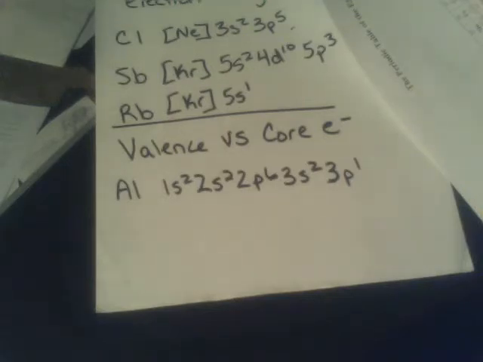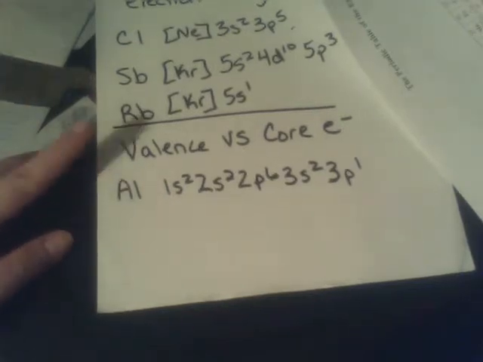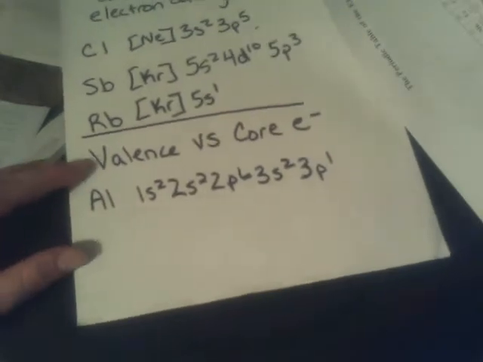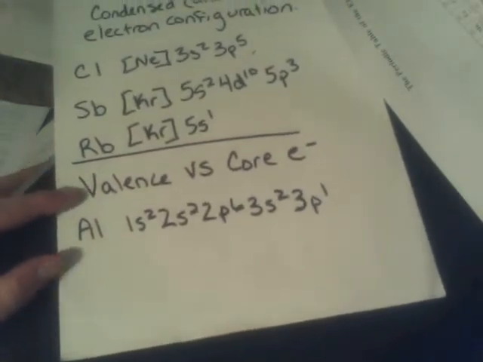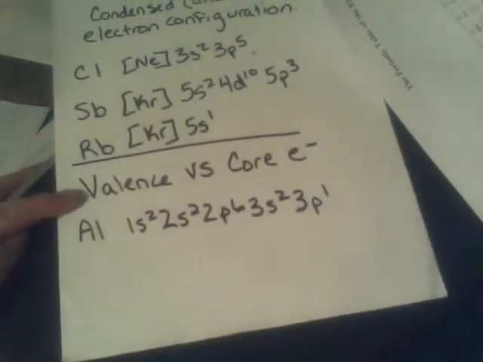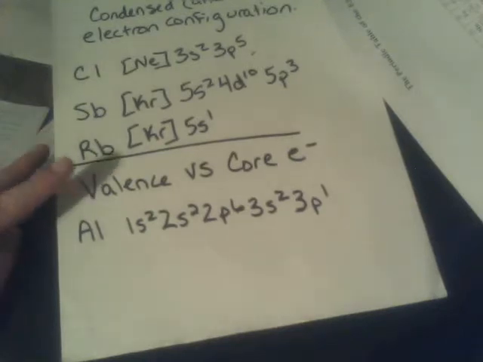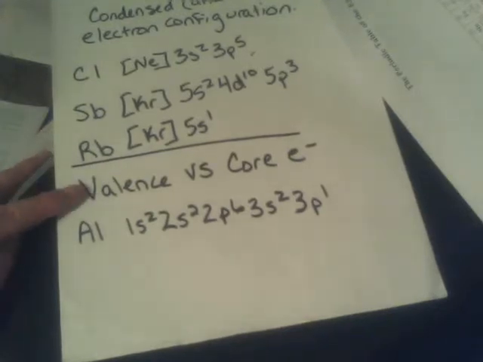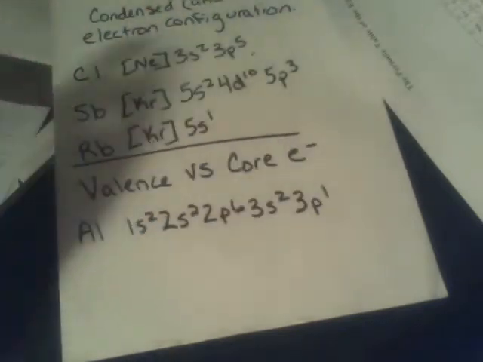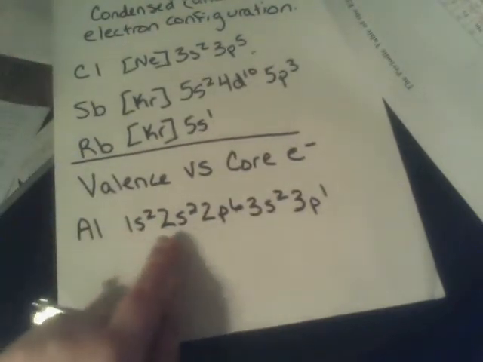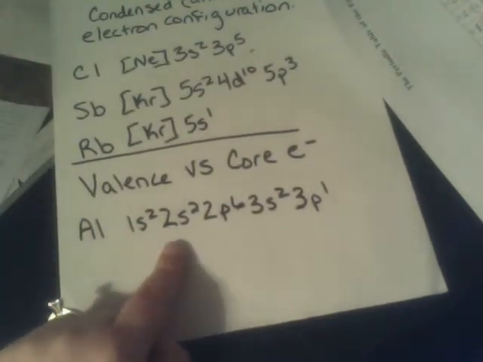So outer electrons are the only ones. Those are called valence. So valence electrons are our outer electrons. If you are not a valence electron, you are a core electron. So again, valence is the outermost electrons. Core is everything else. So this is the electron configuration for aluminum.